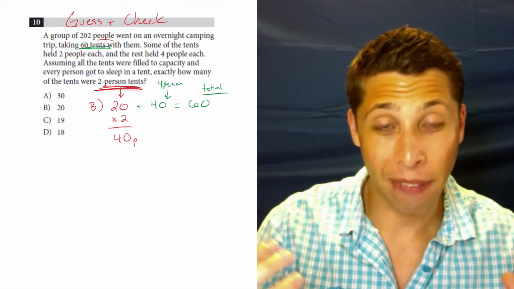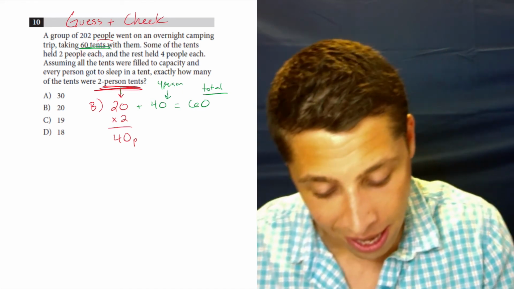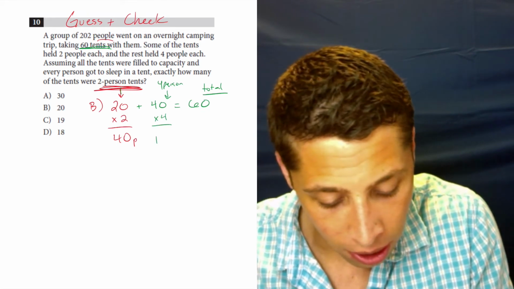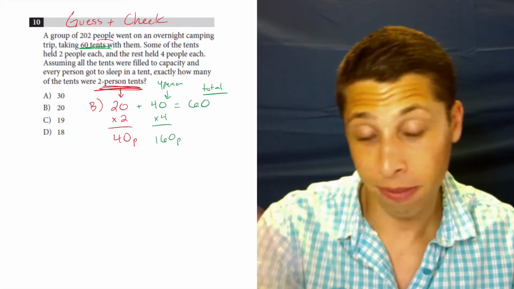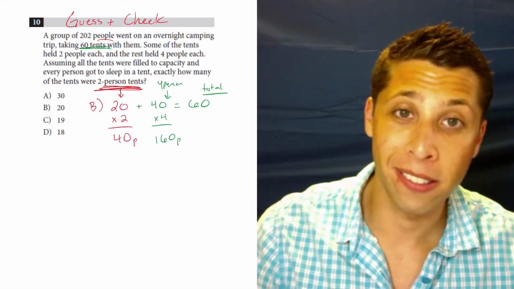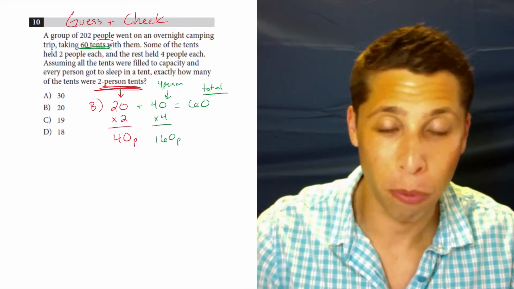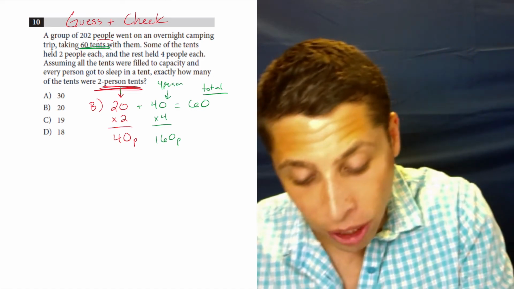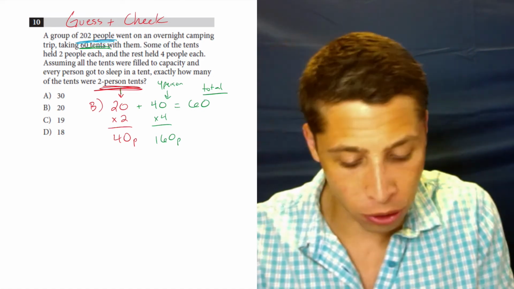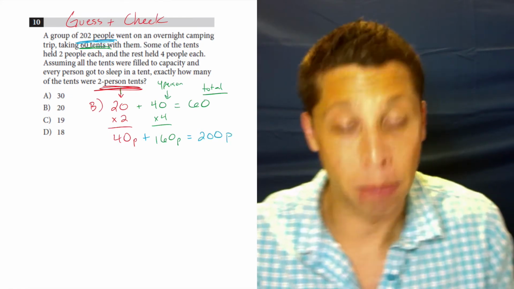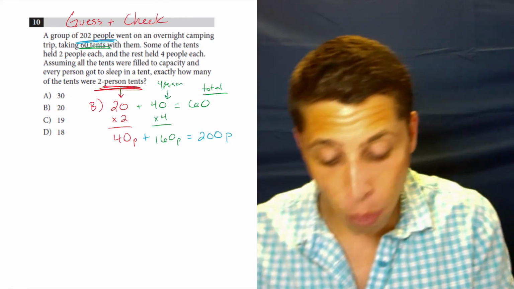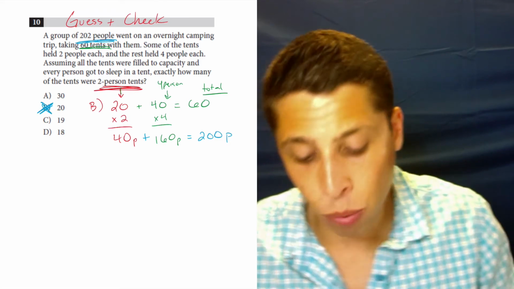So I've got 40 four-person tenths, and that would mean 160 people, because 40 four-person tenths is going to be 160 people, 40 times 4. And now I can check that last fact. Well, there's supposed to be 202 people. Are there? No. There are exactly 200 people. We're short. We need more. So we know choice B is wrong.